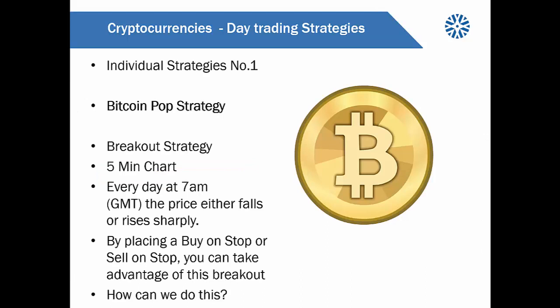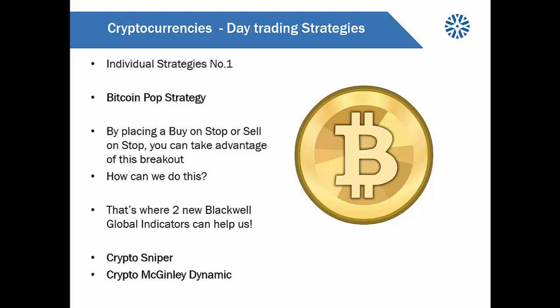So what we're looking at is, as I said, how the price reacts around 7 a.m. GMT. And as a breakout strategy, we can start to look to place a buy on stop or a sell on stop to take advantage of this breakout, which is all well and good. But how can we do this, and what are Blackwell Global offering in terms of indicators that can help make this a more achievable aim, to be able to trade this every morning?